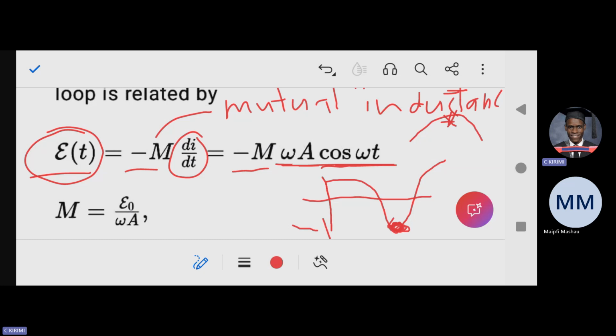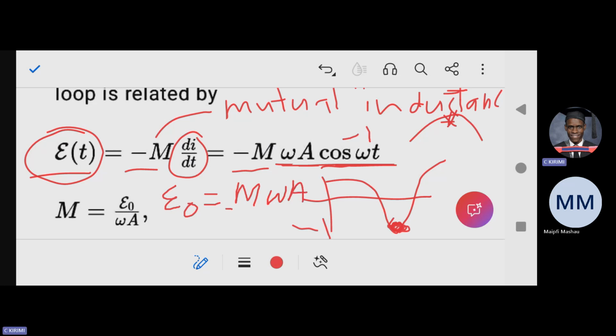So instead of cos omega t, we are replacing cos omega t with what? Minus 1, not 1. We replace it with minus 1 where there's cos omega t. And because you are using the peak EMF, instead of ET you are replacing ET with E naught, the peak EMF. Negative times negative is positive, so it's M omega A.